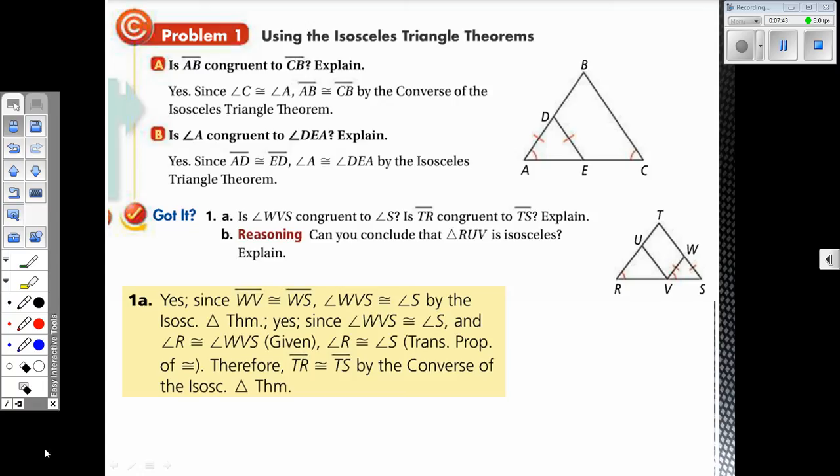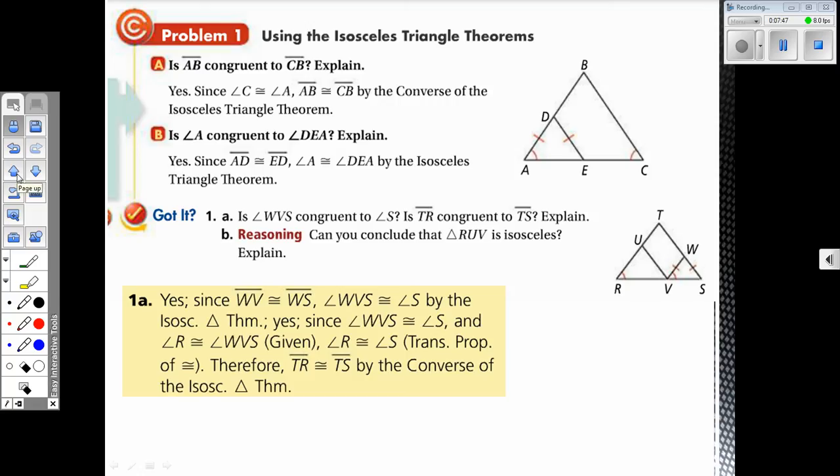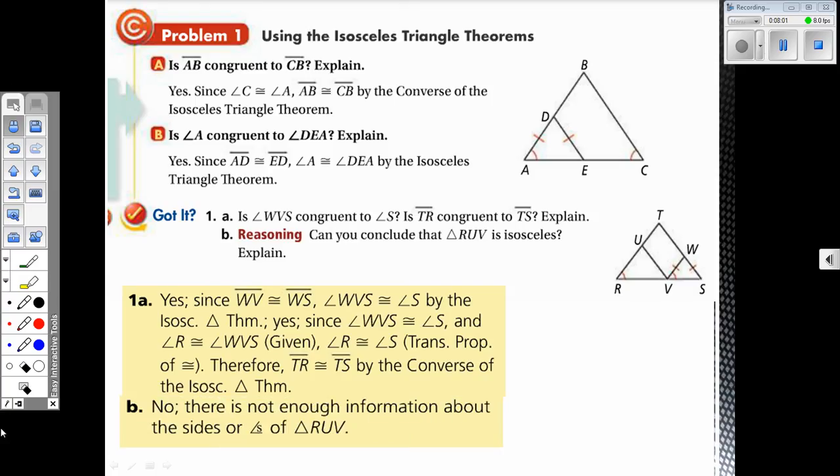Okay, now, the next question asks, what can you conclude about RUV? Can I get angles or sides in RUV? No. Okay, so the answer here is, can you conclude? No, you cannot. You don't have enough information. Okay, so don't freak out in your homework if you get a problem and the answer is no, you don't have enough information. Okay, because that is a plausible answer.